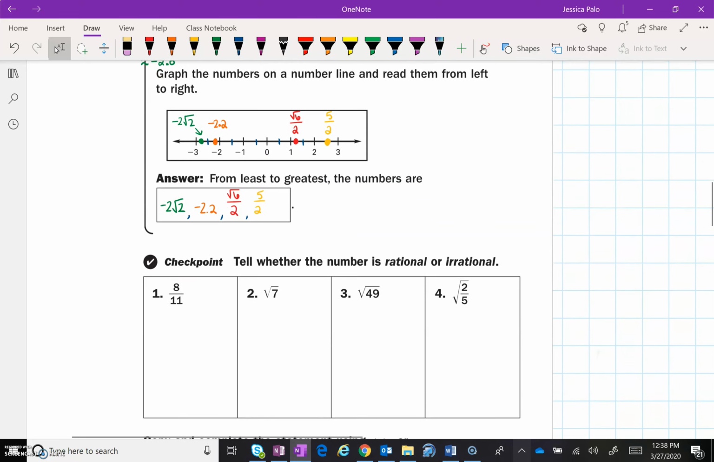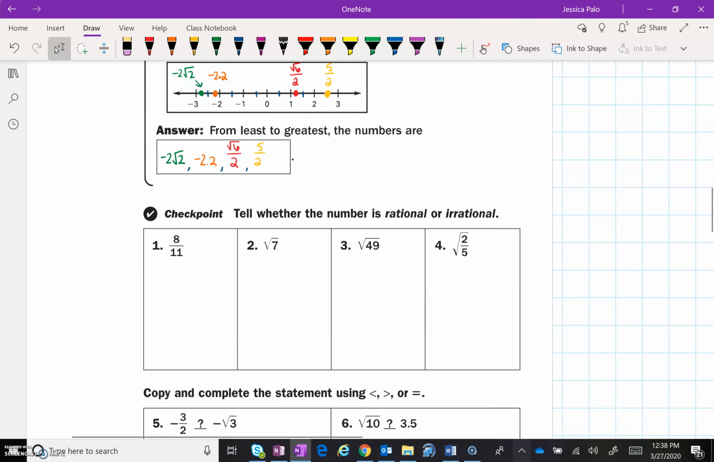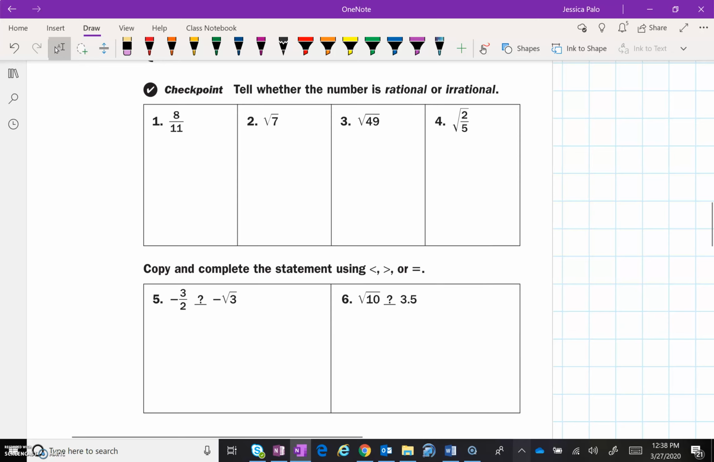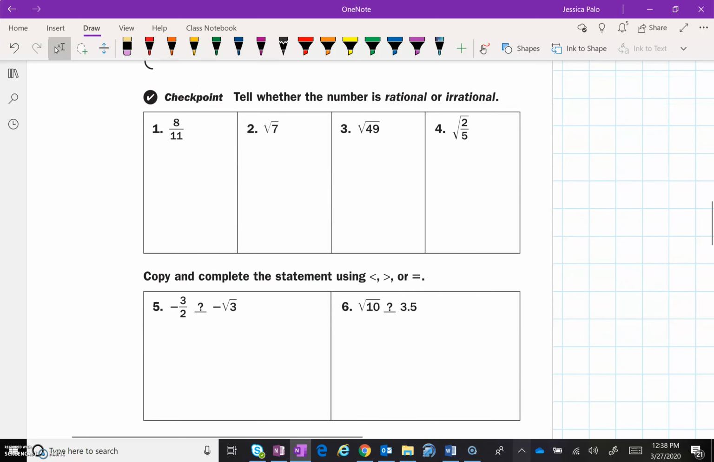Here are your 4 checkpoint problems. I would like you to plug these into the calculator and tell me whether or not they're rational. And then these 2, you are going to determine which of these numbers is greater. Pause, come back when you're finished.